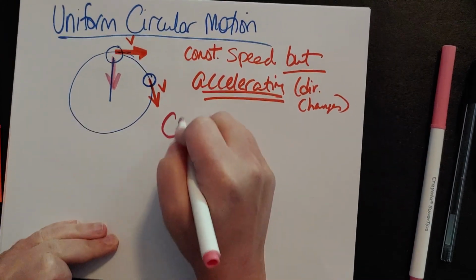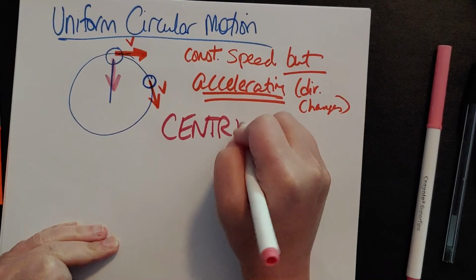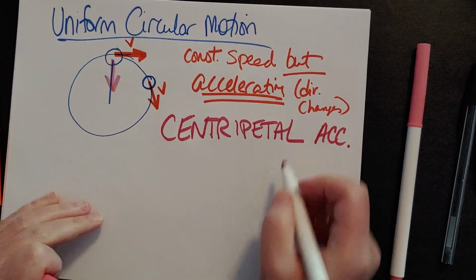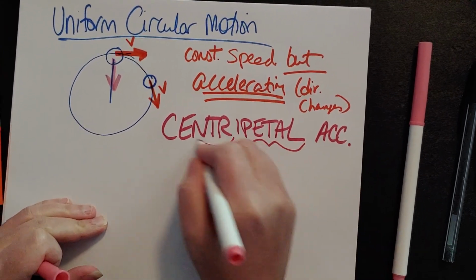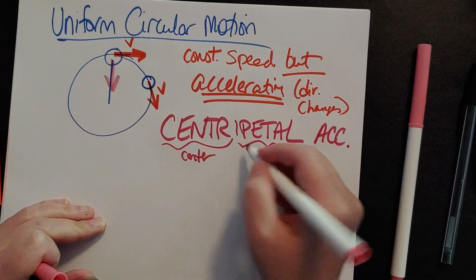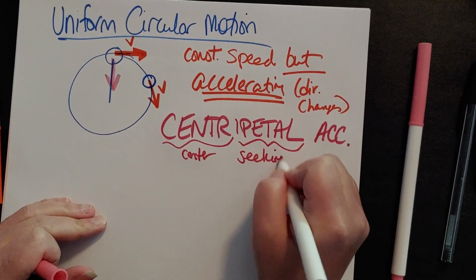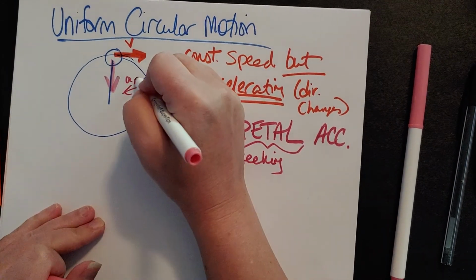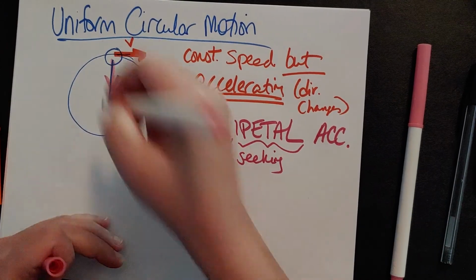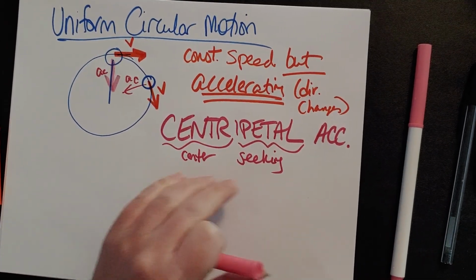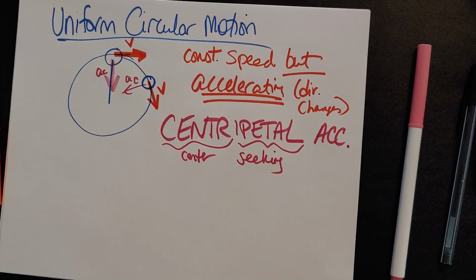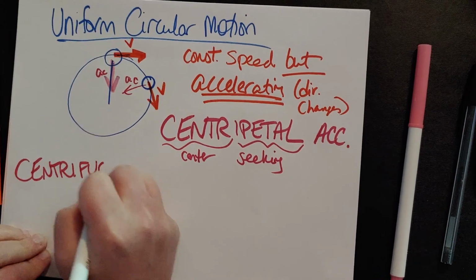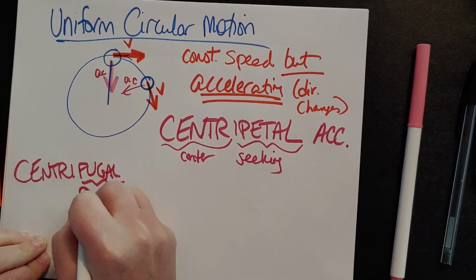Okay, this is centripetal acceleration. Looking at the word, that's obviously center. Petal is seeking, so it's center seeking because the acceleration, that's a sub c, the acceleration is always towards the center. Okay, center seeking. There's a similar word that you probably know, so let's just get it out of the way. Centrifugal, which is center fleeing.